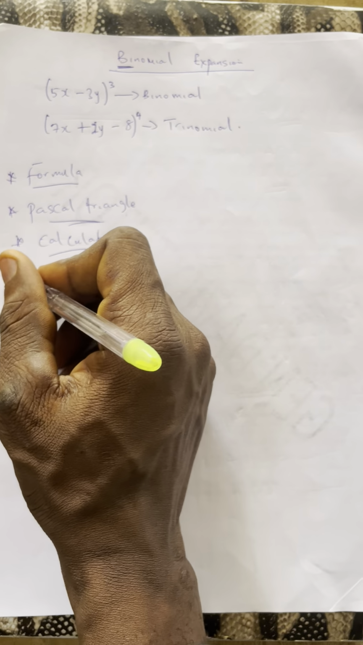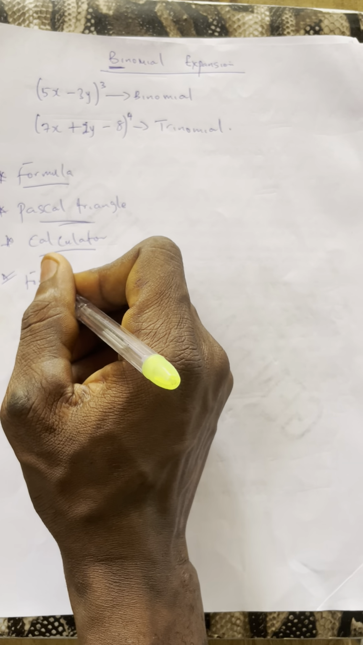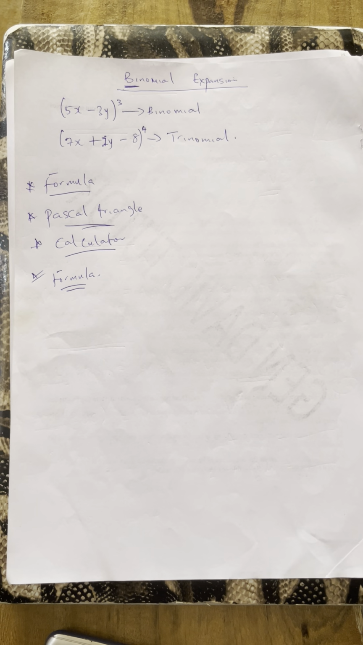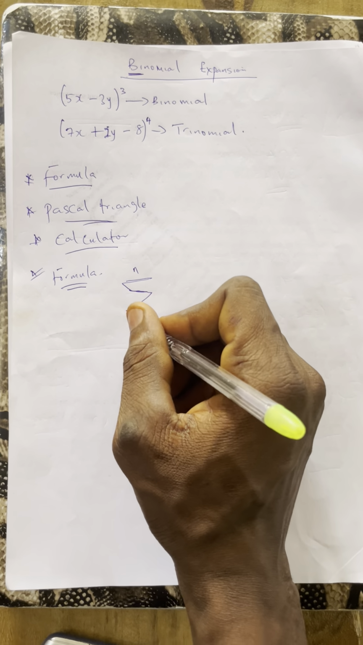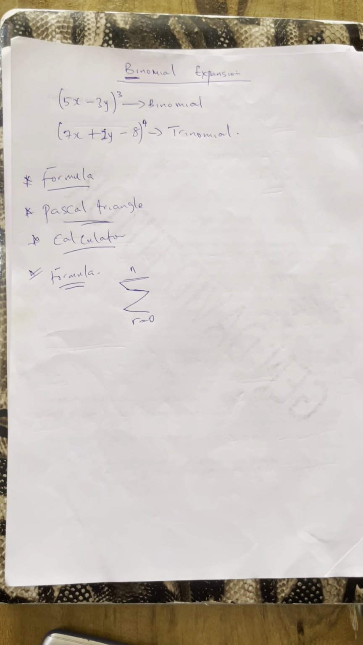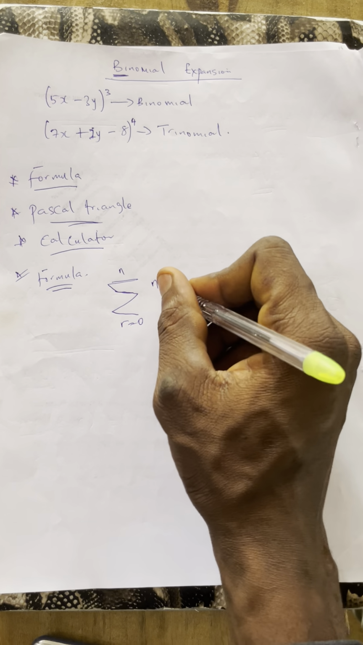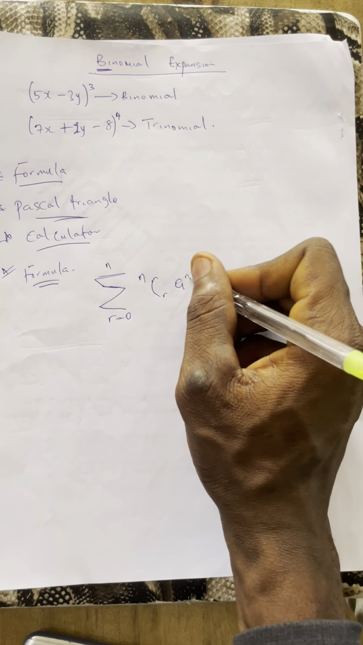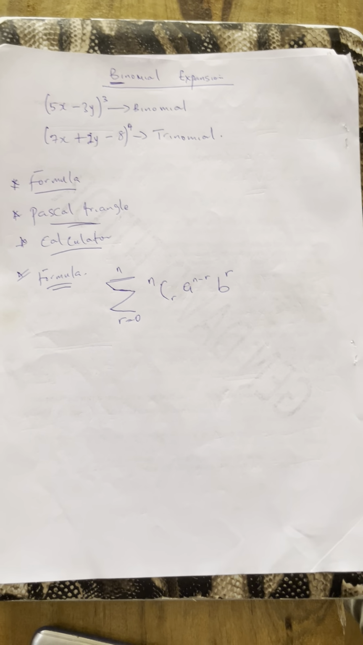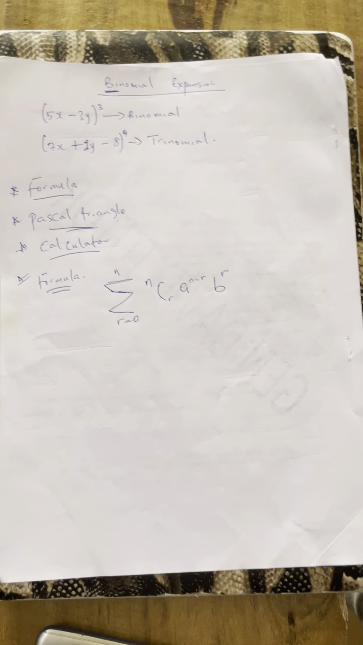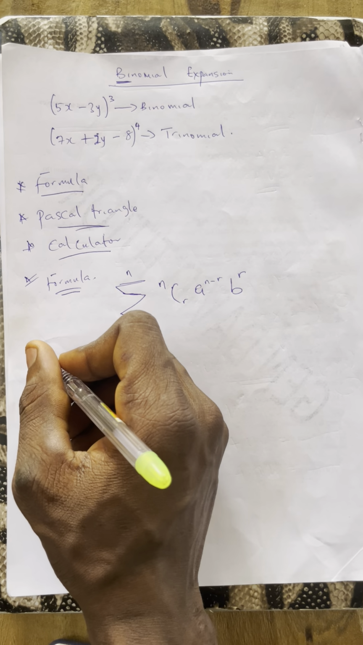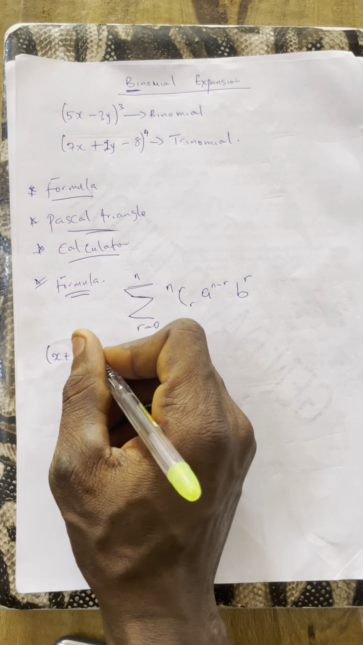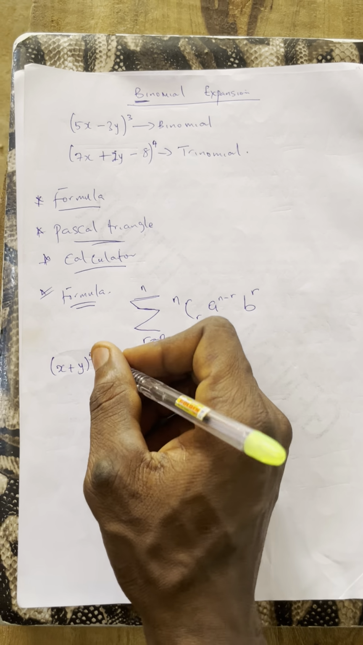Now, the first aspect, the formula method. The formula says if you have the summation, n, with r equals 0, we start from 0. Then the formula is n combination r, a raised to power n minus r, then b raised to power r. This is the formula. For instance, if you're asked to expand, let's say, x plus y, all raised to power 5.